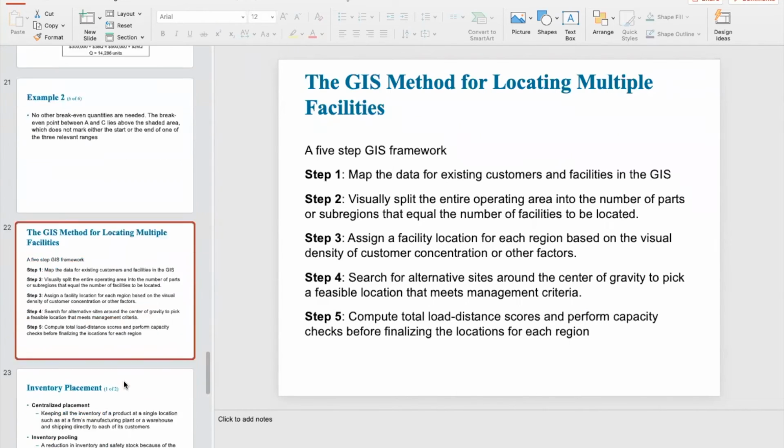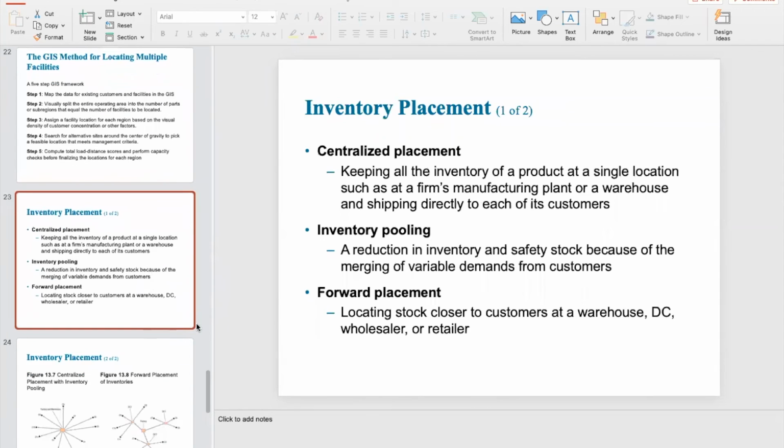All right, now let's move to the inventory placement. We are always talking about inventory management throughout operations management. Now for inventory placement, since this is also related to logistics, in general we have 2 different ways of placing our inventory. One is called centralized placement. Another one is called forward placement.